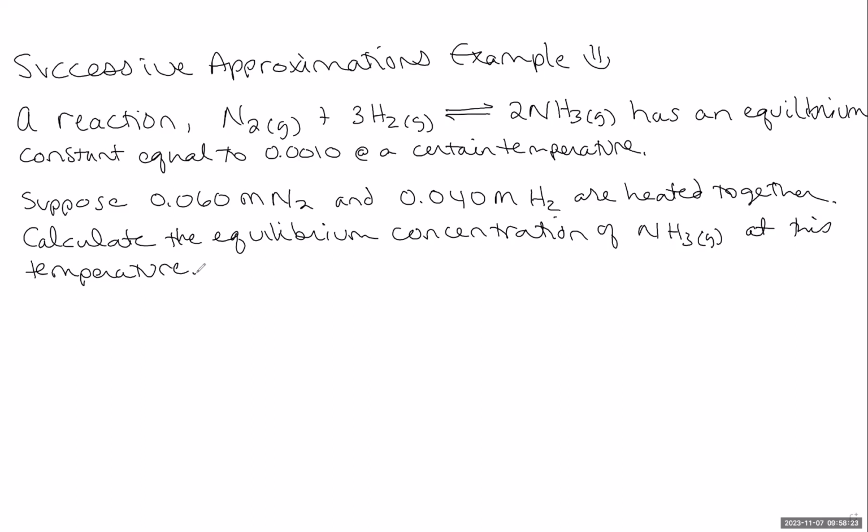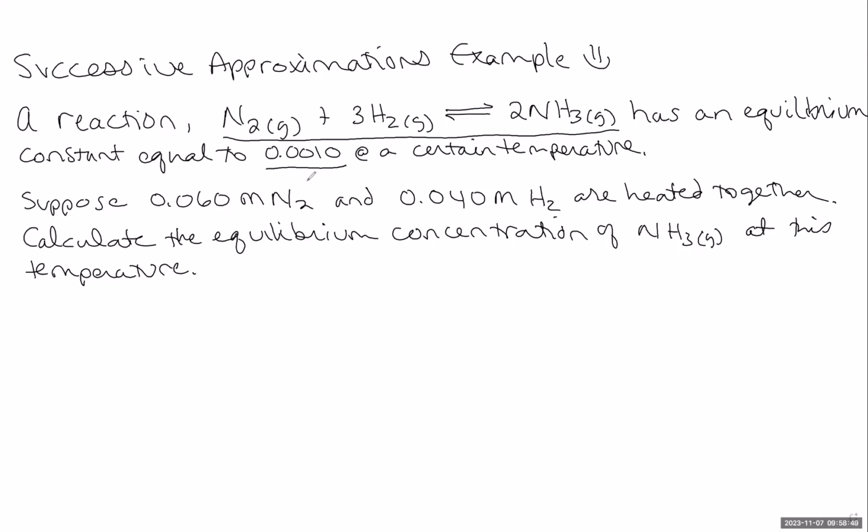So we have a reaction, and you can see the equation for it here. We're going to make ammonia from nitrogen gas and hydrogen gas, and it has an equilibrium constant equal to this quantity at some given temperature. We don't know what the temperature is, but we don't really care. We just know that our equilibrium constant is temperature dependent, and so we have to be at a certain temperature.